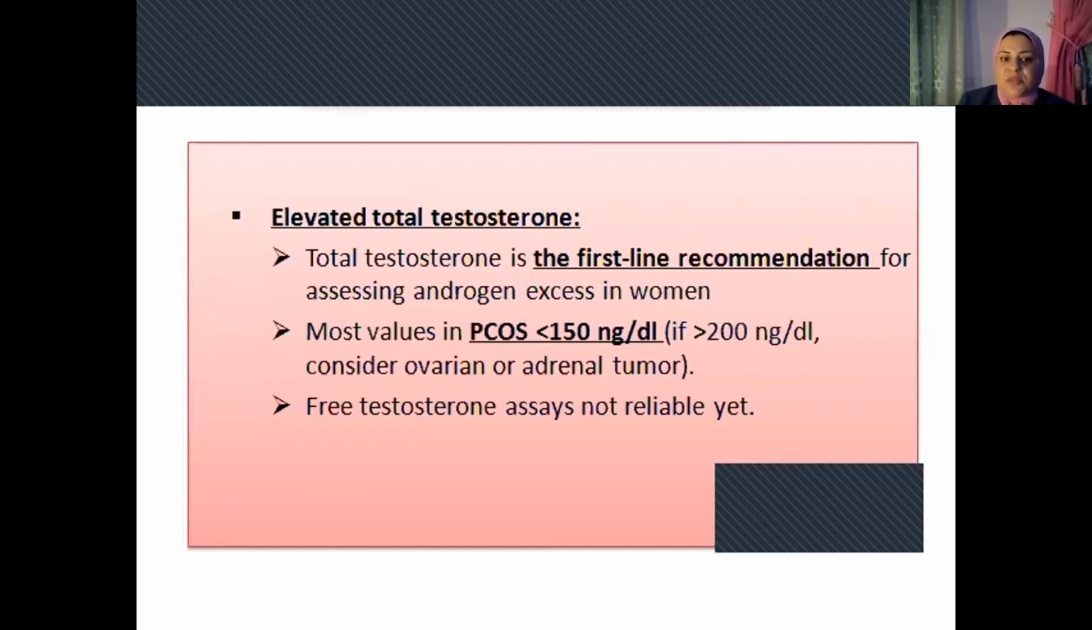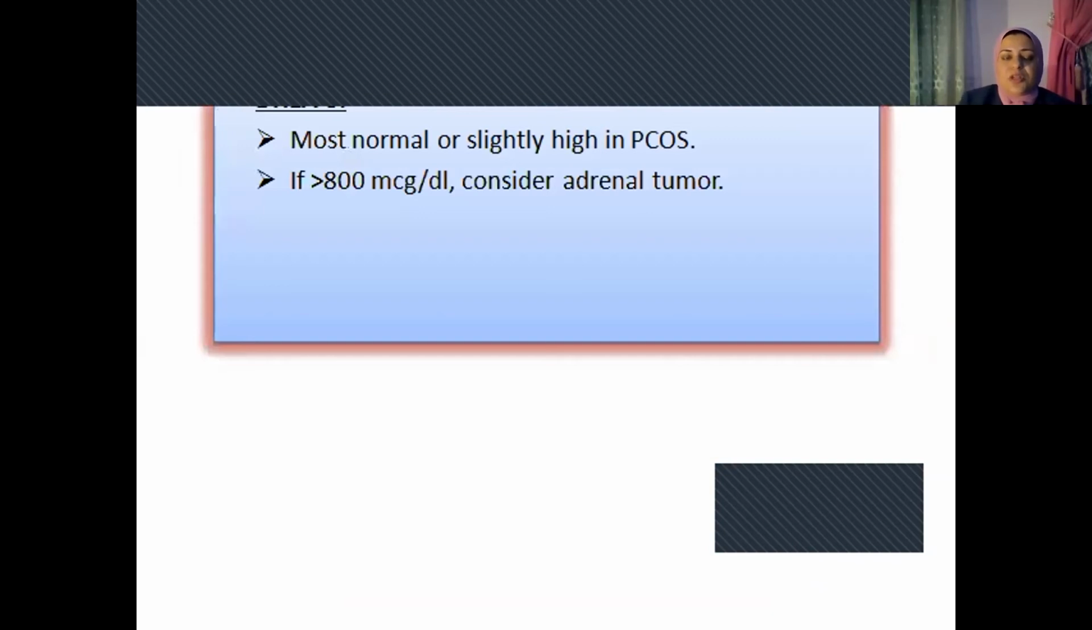Most values in PCOS are less than 150. If more than 200, we should consider ovarian or adrenal tumors. We also measure the DHEA sulfate, which is normal or slightly high in PCOS, but if it is raised above 800, please search for adrenal tumors.